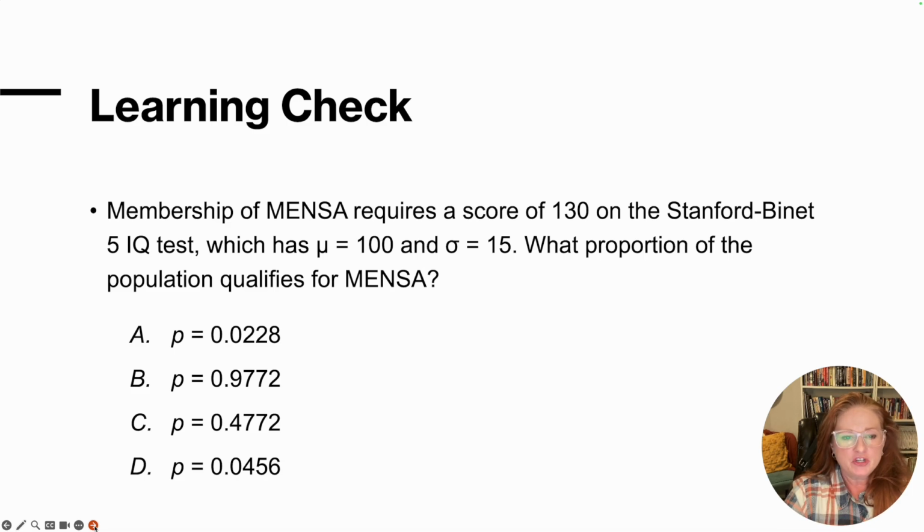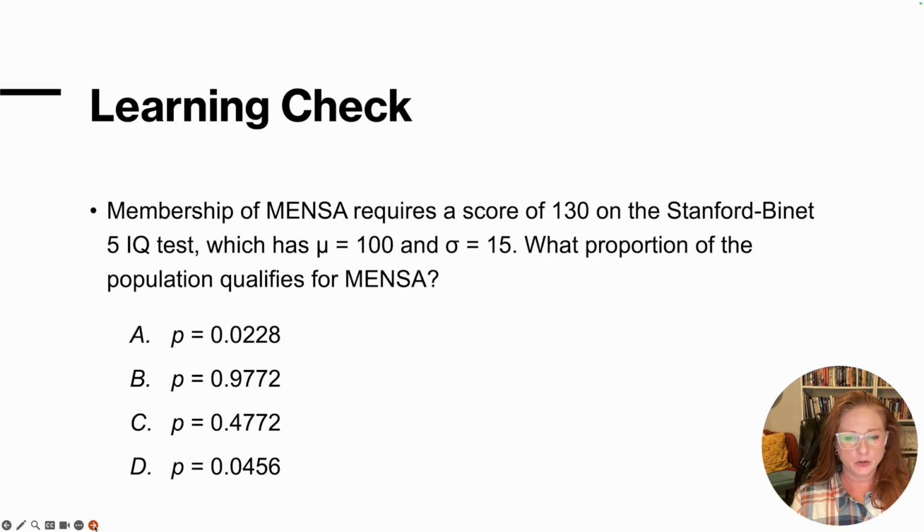Quick learning check. Membership of Mensa requires, so Mensa is the international smart persons club. If you want to be part of Mensa, you have to take an IQ test, and to qualify you have to yield a test score of 130 or higher. The one they use a lot is the Stanford-Binet IQ test. I think they're on version 5 or whatever. Again, IQ average is 100, standard deviation 15. Knowing this, what proportion of the population are they looking for?